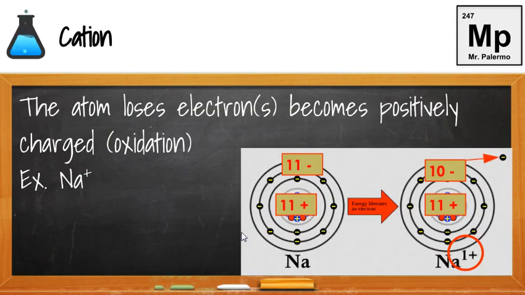So there are two types, as I mentioned, the cation and the anion. The cation is when the atom loses an electron or electrons to become positively charged. This is known as oxidation. So here's an example here.